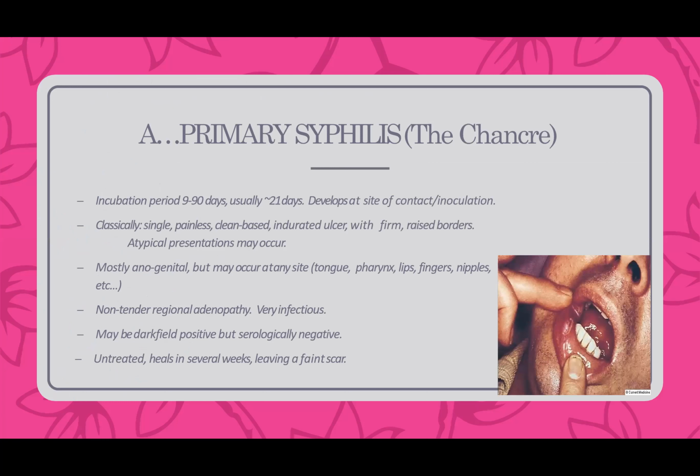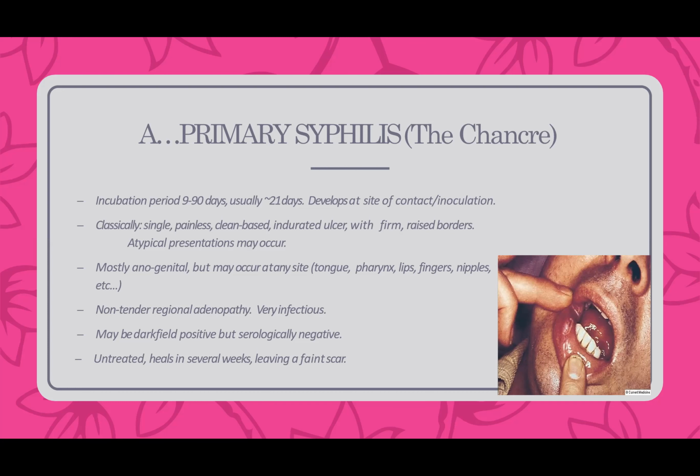Primary syphilis, the chancre. The incubation period is 9 to 90 days, usually averaging 21 days. It develops at the site of contact or inoculation, classically a single, painless, clean-based indurated ulcer with firm raised borders. Atypical presentation may occur, mostly anogenital, but may occur at any site, including tongue, pharynx, lips, finger, nipples, etc. Non-tender regional adenopathy, very infectious, may be dark field positive but serologically negative. Untreated, it heals in several weeks, leaving a faint scar.